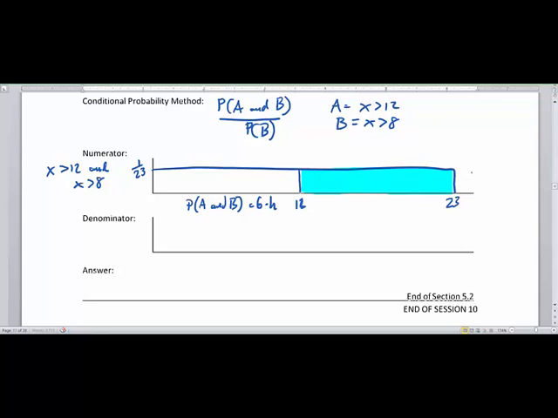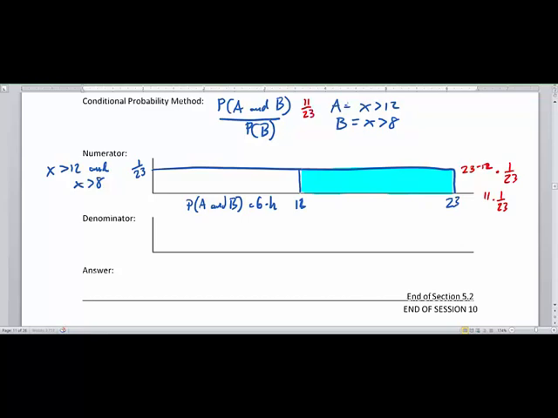The base of this rectangle is going to be 23 minus 12. And the height is going to be 1/23. 23 minus 12, sorry, I'm having a little trouble with my stylus. 23 minus 12 is going to be 11 times 1/23. So that means my numerator here is 11/23.